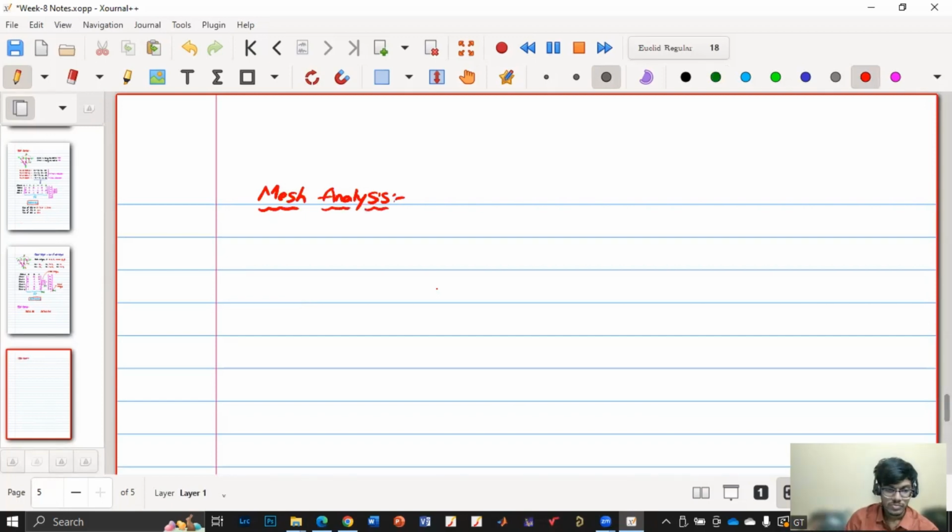Okay. So, in the case of mesh analysis, or say loop analysis, which is also a word that can be used for the same purpose. In any circuit, we can consider any loop, but when you are applying graph theory, you cannot consider any loop. We have to consider a fundamental loop. So, what is a fundamental loop?